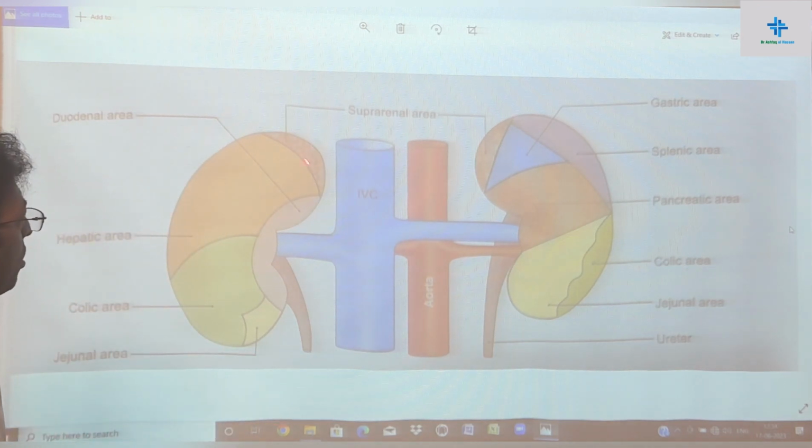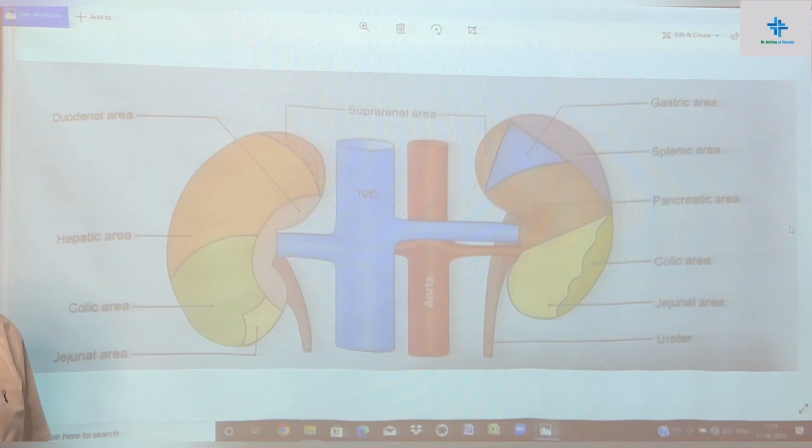but you have to remember the structures which lie on the anterior surface of the kidney. As far as the kidney is concerned, we have the suprarenal or the adrenal, lying at the upper pole of the right as well as the left kidney. We will take the right kidney first. We have an area for the suprarenal gland, and then a big area for the liver, the right lobe of the liver, the hepatic area. Then we have the colic area over here, the jejunal area over here, and near the hilum we have the duodenal area. So this is one important thing.